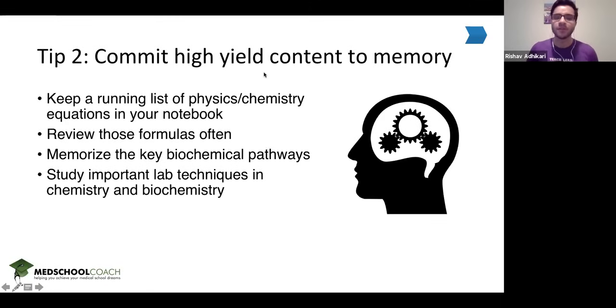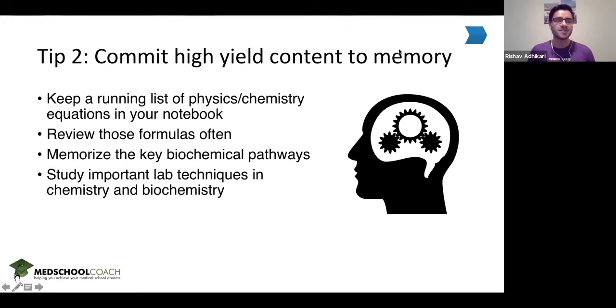In addition to that, there are some other high yield topics that you should think about. The really important biochemical pathways tend to come up often on the MCAT. These are your glycolysis, Krebs, gluconeogenesis. So make sure you have a really solid understanding of biochemical pathways.